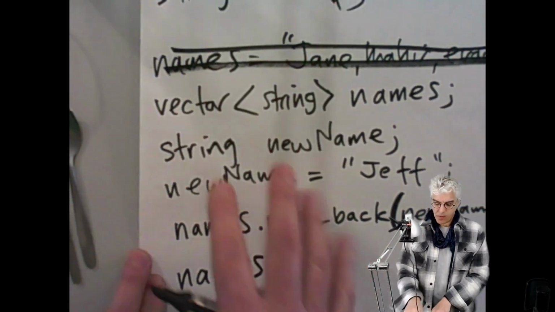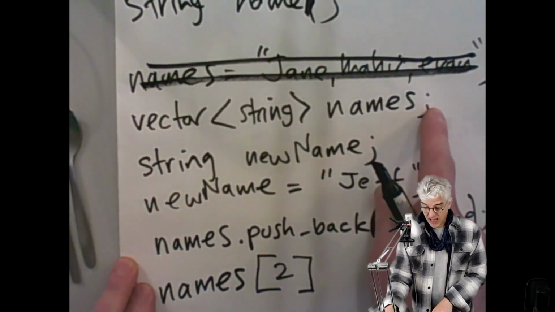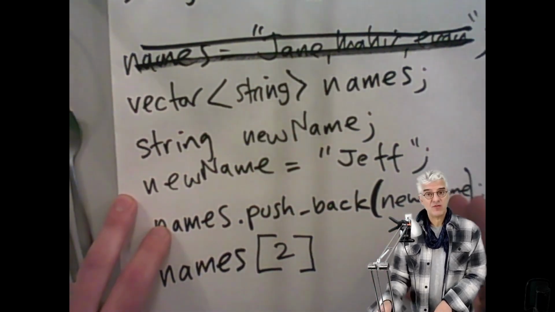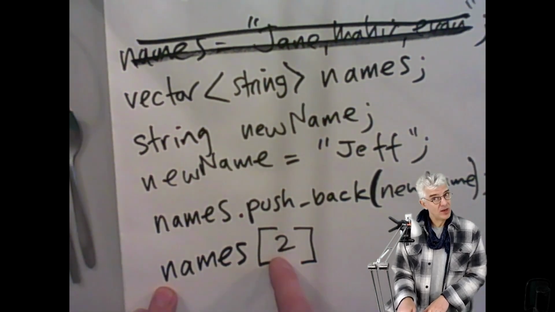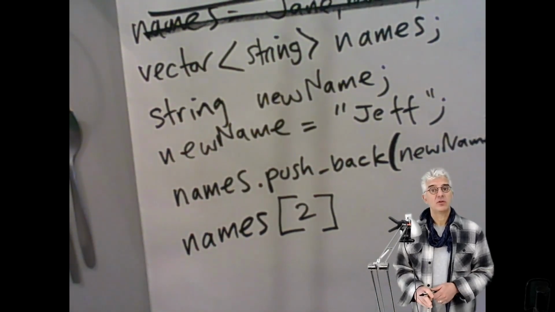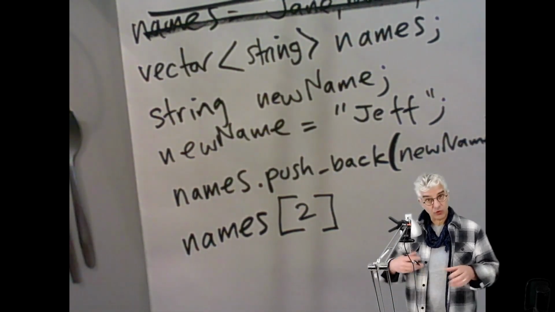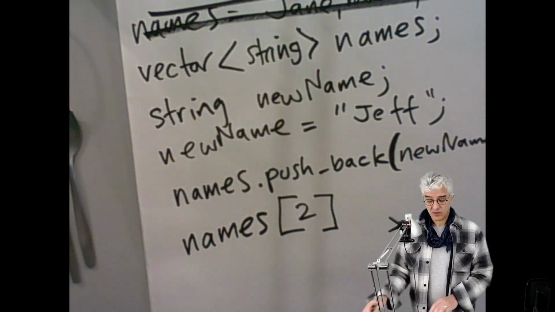So that is vectors. We designate a vector, we say what's going to be inside the vectors, and we give it a name, and then we can use things like push_back to add things into the vector, and we can use our square brackets to find out what's at a particular point in the vector. We can also do additional things like find out how big the vector is, what size it is. We can delete things from it, and we can add and subtract and sort it, all kinds of really useful things. Next time we're going to be looking at counting and making loops.